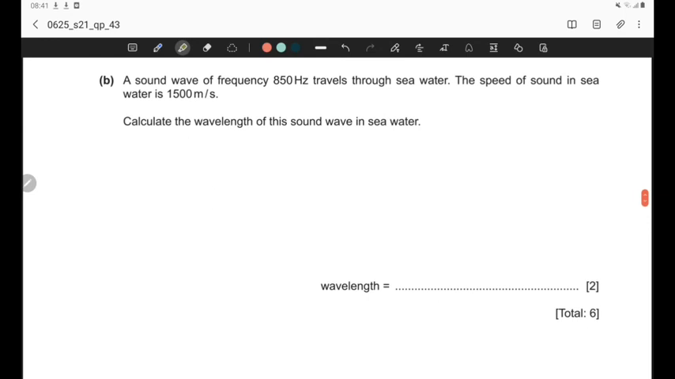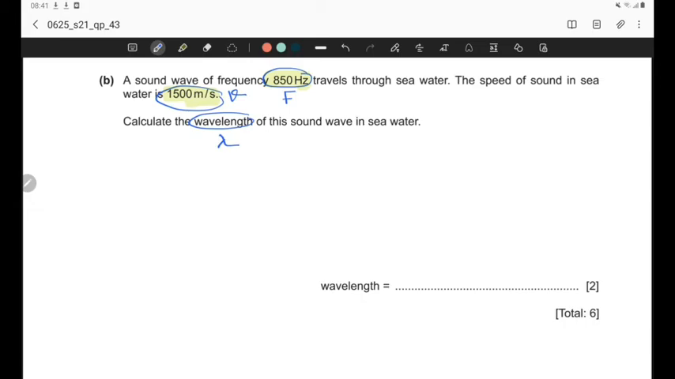Part B, a sound wave of frequency 850 Hz travels through sea water. The speed of sound in water is 1500 meters per second. Calculate the wavelength of this sound wave in sea water. So we have a sound wave of frequency 850 Hz traveling through the sea water, and the sound wave speed is also given. We need to calculate the wavelength lambda.